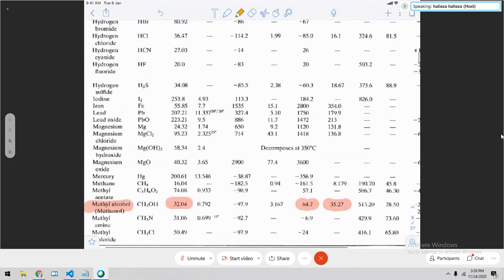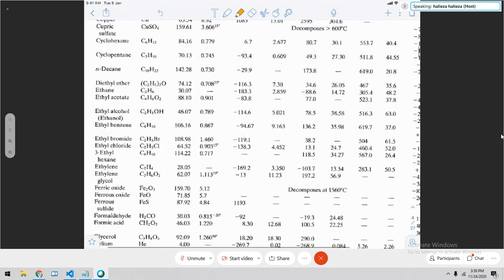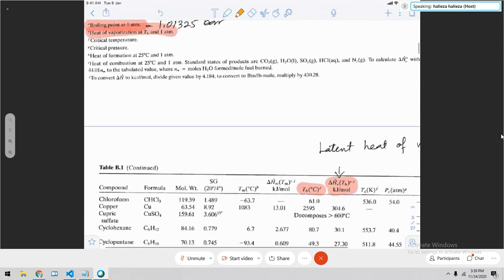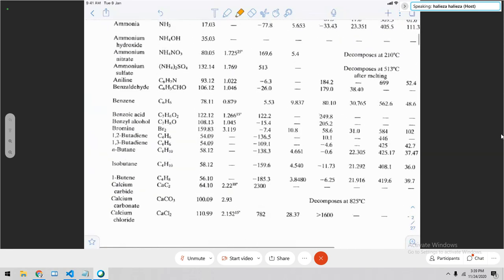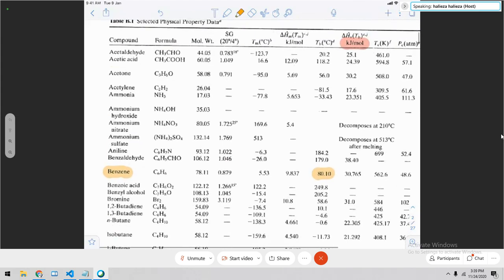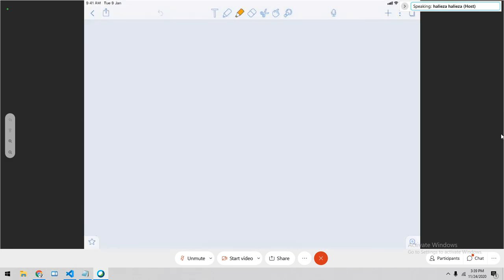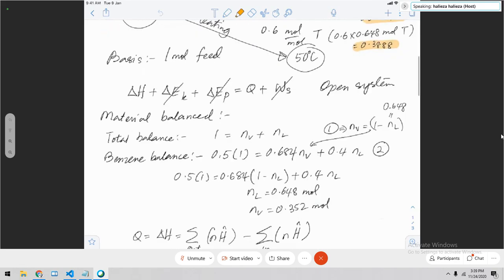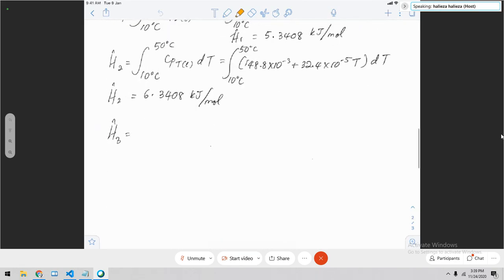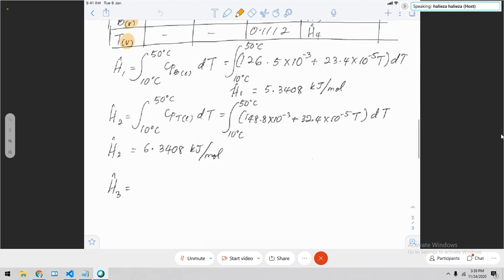we need to go further up, scroll up. Where is benzene? Okay, that's benzene. That is the boiling point, I think. Yep, that's the boiling point. That's the latent heat. Okay, you need to write that down. So we're going to go back to the previous example. We're going to write down that information. Where are we going to write it down? Maybe we should write it somewhere else. Let me erase this first.